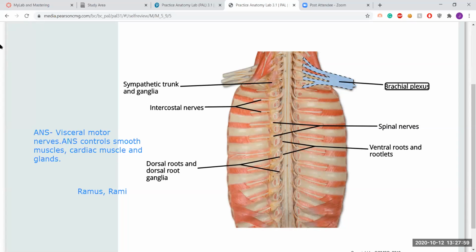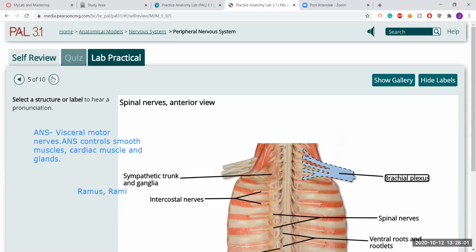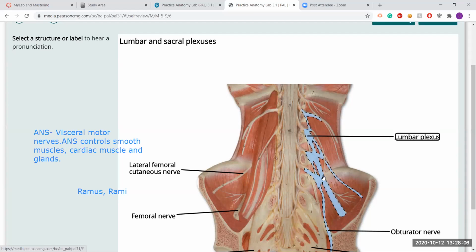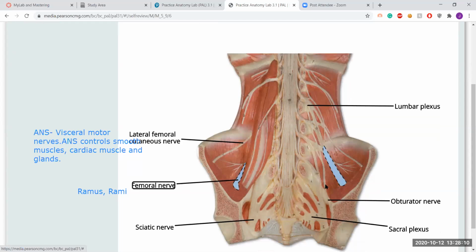This plexus, just get the idea. You see, this is in the lumbar region. So this is lumbar plexus. Lumbar plexus comes down and joins and forms sacral plexus coming here in the sacral region, and they go down and turn into the sciatic nerve.